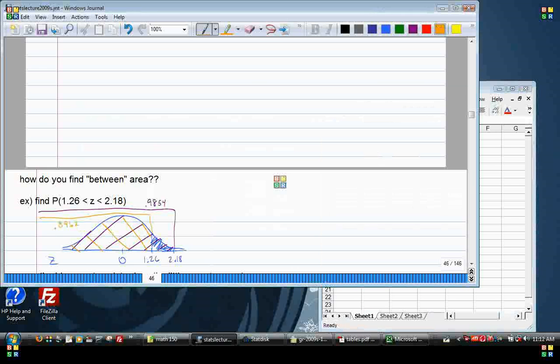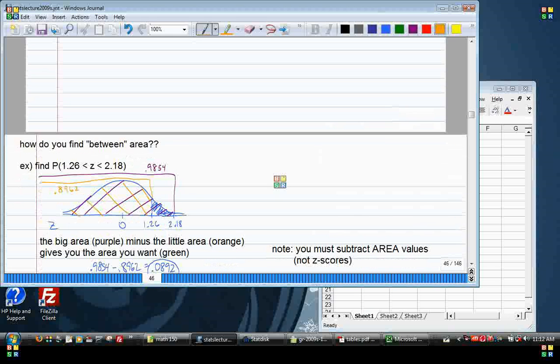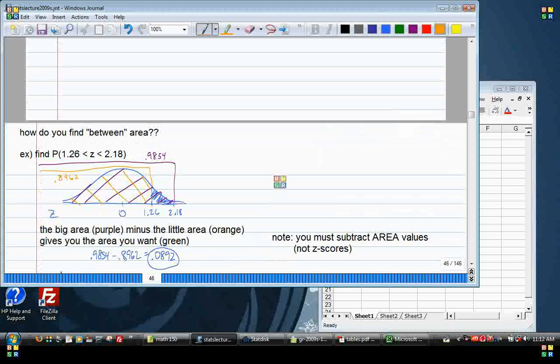So in order to find that in-between area, what do we have to do? Subtract what? What numbers? Yep. And you do that and you get 0.0892. And that is your middle area, or your between area.